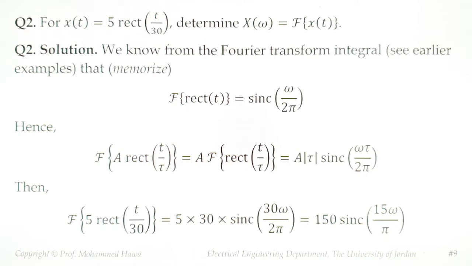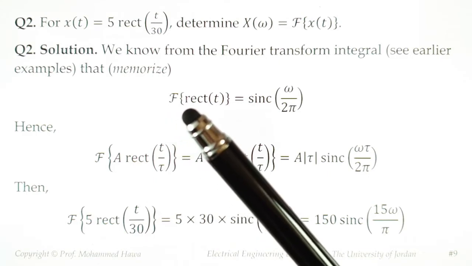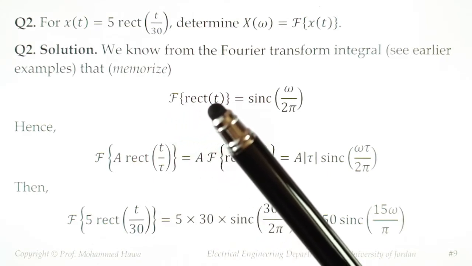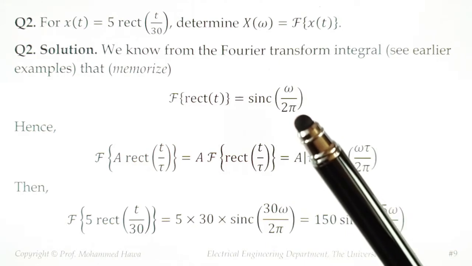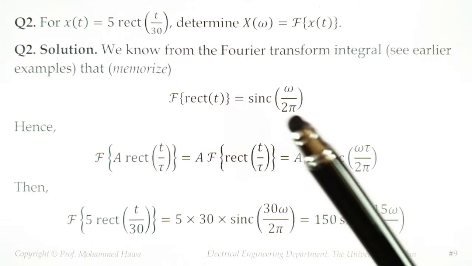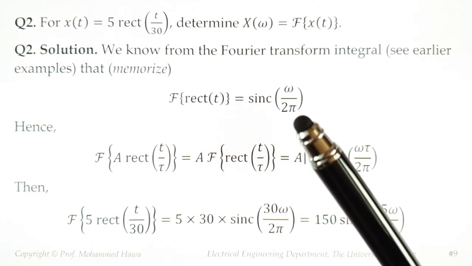Do I really need to do full integration here to find the answer like we did in an earlier video? The answer is no if you memorize the Fourier transform of the unit rectangular shape, rect of t, which is, by the way, sinc omega over 2 pi. Because you can convert this answer into your desired answer by applying Fourier transform properties.